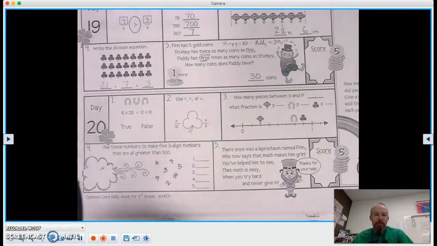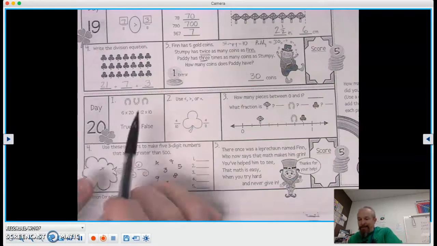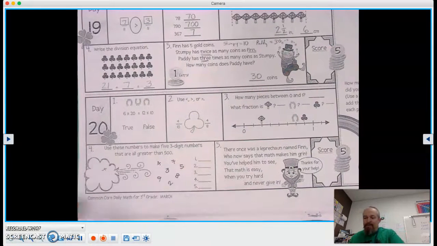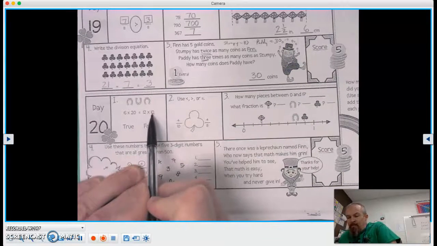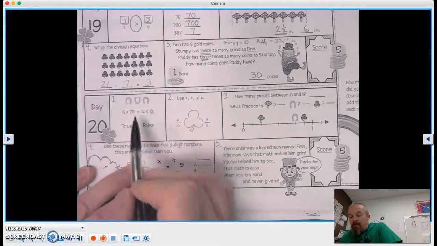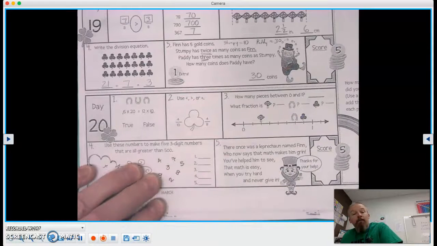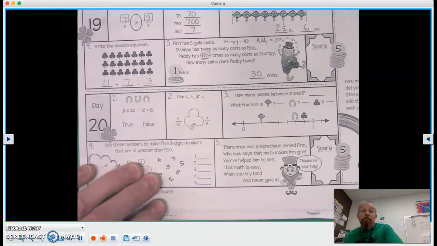All right, we need a true or false here. 6 times 20 is the same as 12 times 10. I think I know the answer. 10 is half of 20. 6 is half of 12. I think they're equal, but let's figure it out.